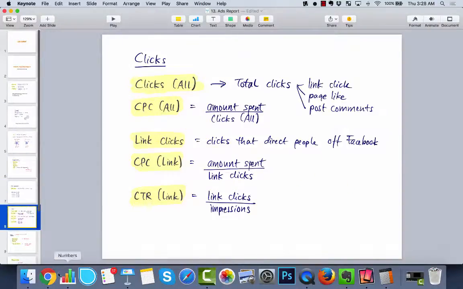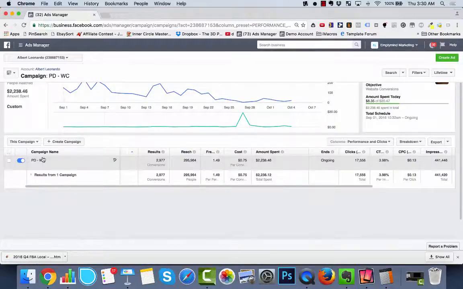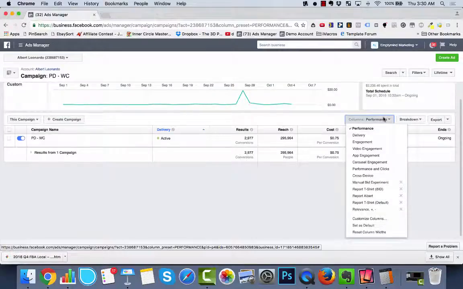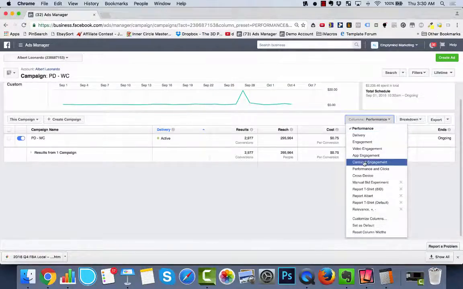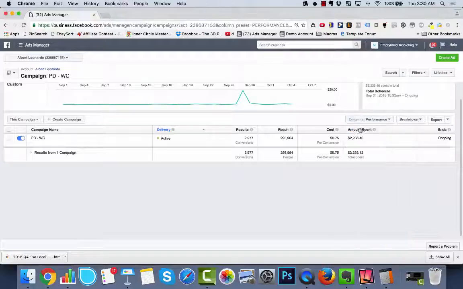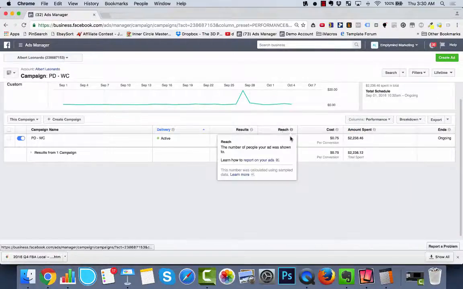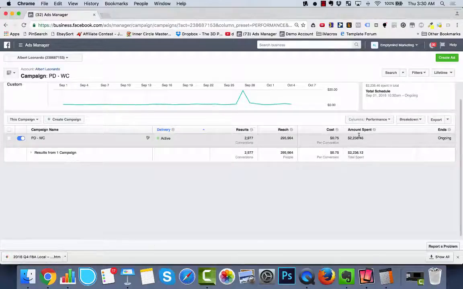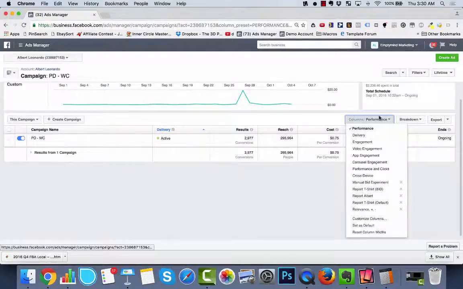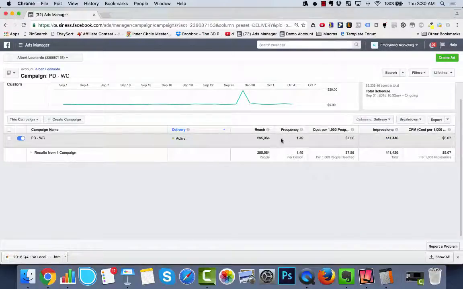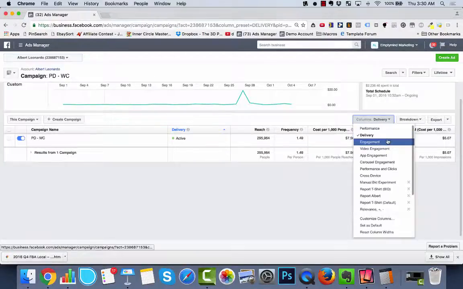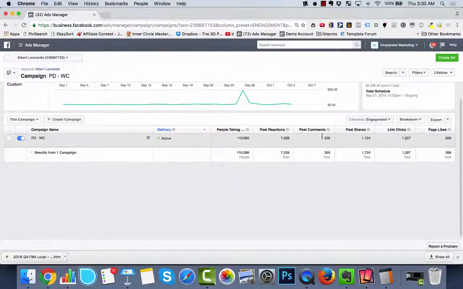Alright, let's go to Facebook Ads Manager and see how to find these metrics. So for example, this is one of my campaigns. You see there are some preset metrics here already. For example, performance, you can see the result and there is an explanation here. The reach, the cost per conversion, the amount spent, and then let's see the delivery: the frequency, the impression, and the CPM. The engagement: how many comments, how many shares, how many link clicks.